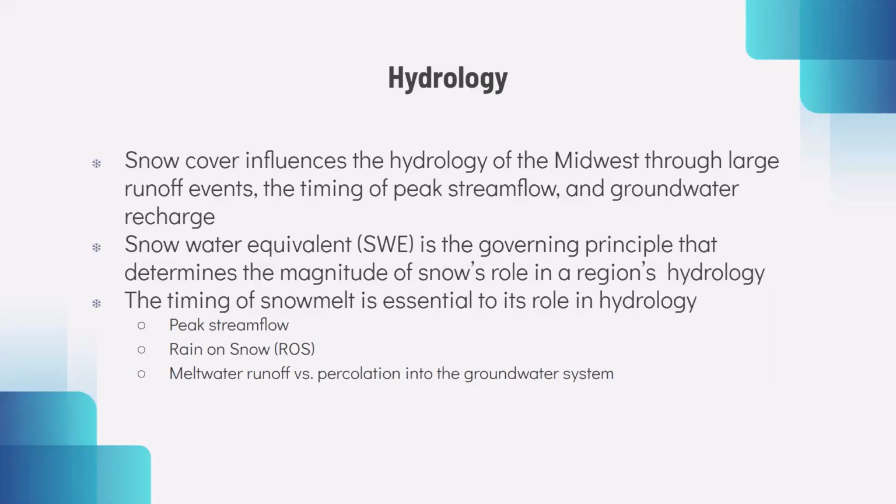If the snowmelt occurs when the ground is still frozen, meltwater will form surface runoff. If the ground is thawed during a melt event, some of the water will infiltrate the soil and enter the groundwater system. Sometimes, rain can fall on existing snowpack. This occurrence is called a rain-on-snow event and frequently contributes to flooding.